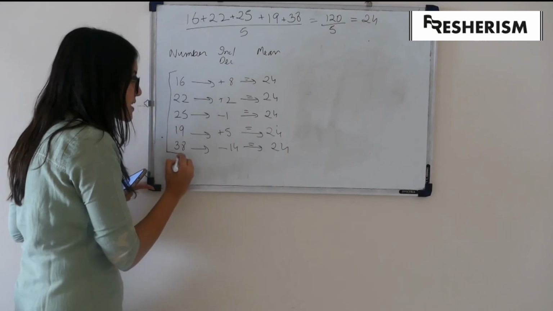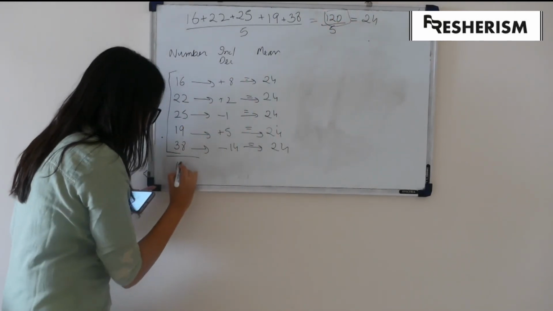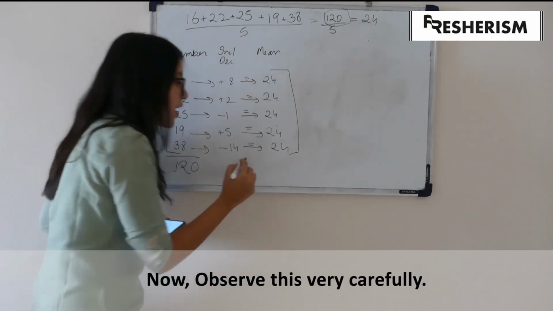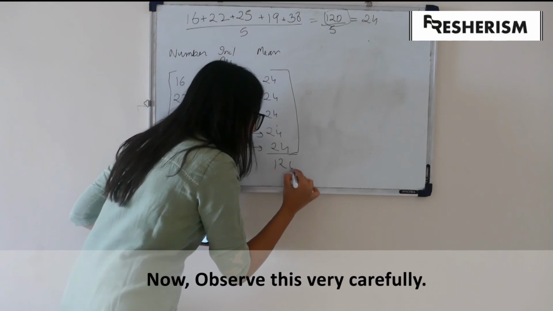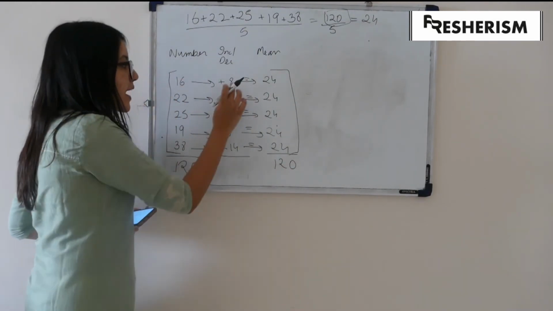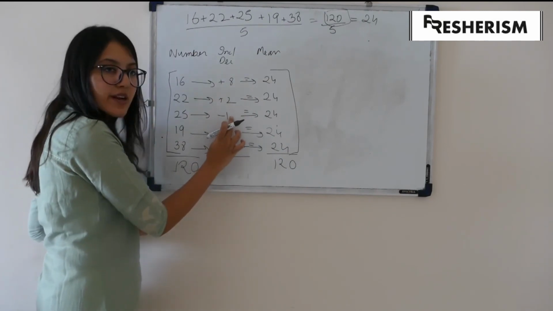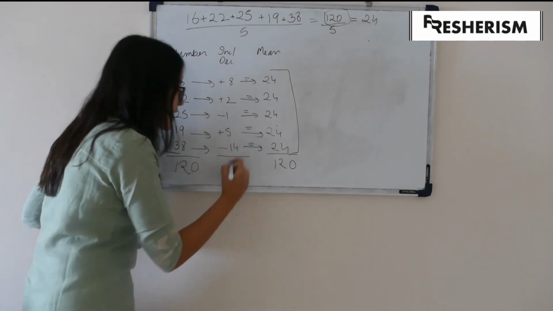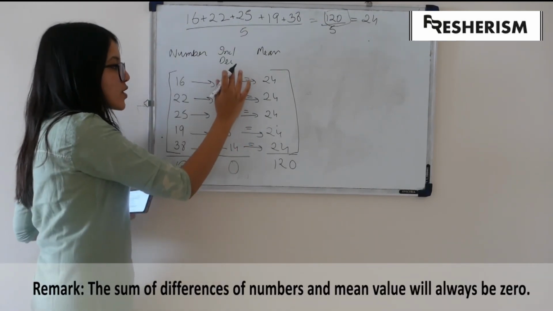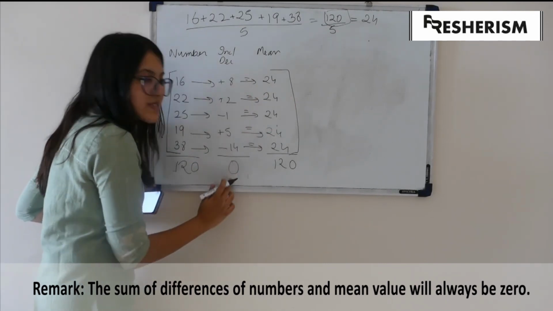The sum of all of these numbers is 120, so we write 120 over here. And also 24 into 5 is 120. Now let us look at the addition of this. 8 plus 2, 10. 10 plus 5, 15. 15 minus 1, 14. Minus 14, 0. Therefore, the sum of the differences between the numbers and the mean value will always be 0.